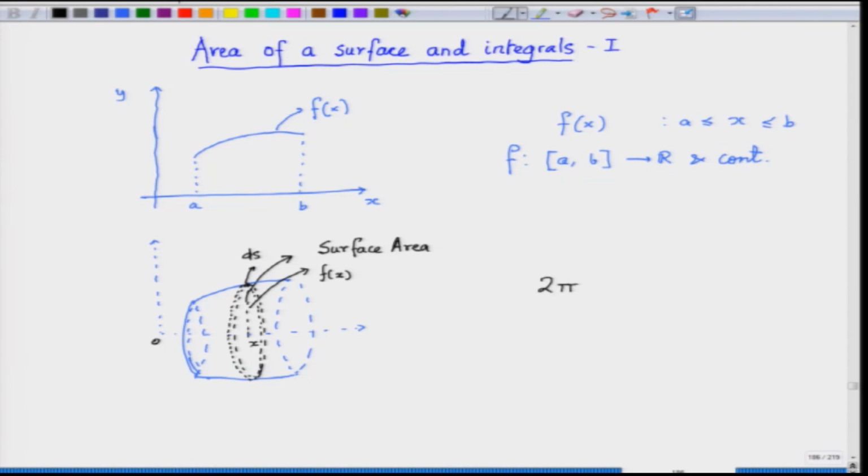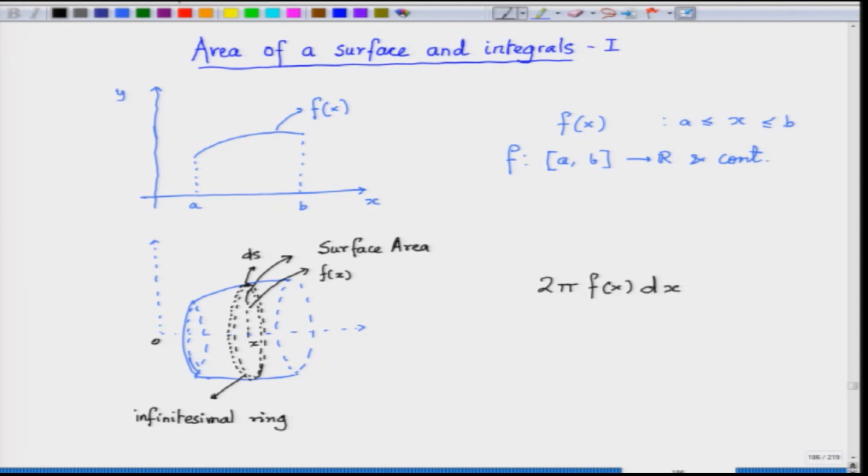So, the surface area of the infinitesimal ring, or cylinder, whatever you want to call it, but I would say it is a ring because I am just talking about surface area. So, this is the infinitesimal ring, and the surface area of that infinitesimal ring is 2 pi f(x), f(x) is the radius, into dx.